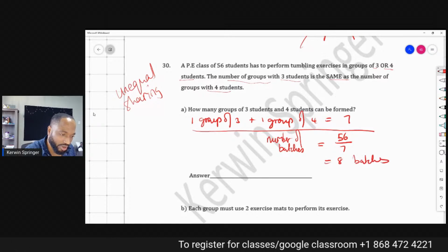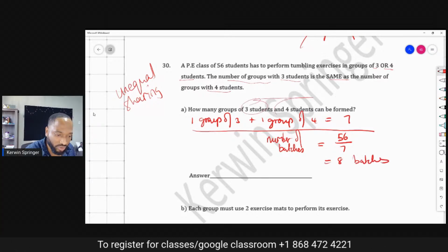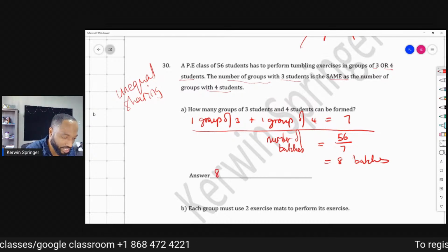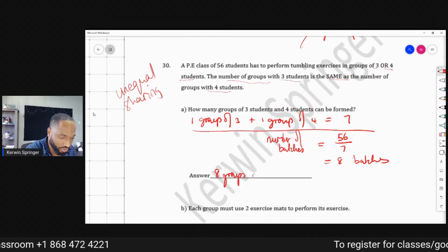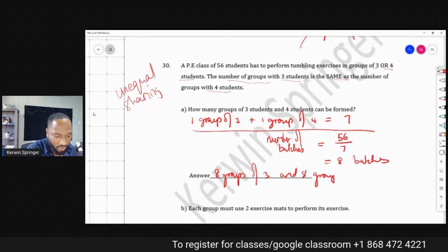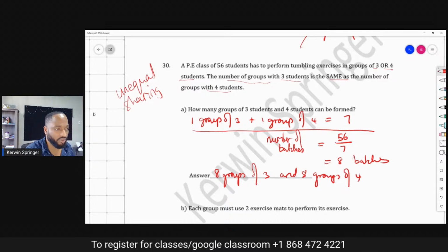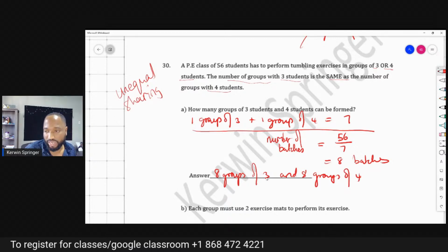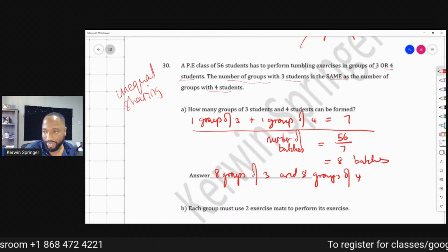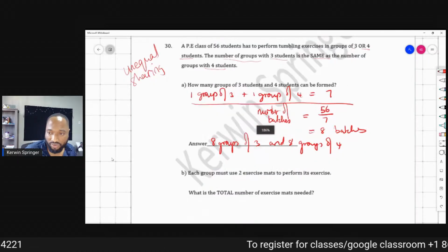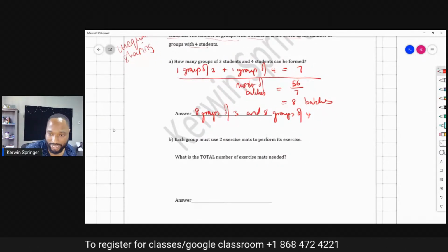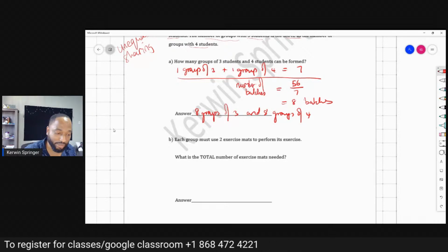What was the question? How many groups of 3 students and 4 students can be formed? Well, we have 8 groups each. 8 groups of 3 and 8 groups of 4. Very nice, very nice. So 8 groups of 3 and 8 groups of 4 would mean 8 groups of 3 plus 4 is 7. 8 by 7 means 56. Very nice. Each group must use 2 exercise mats to perform its exercise. What is the total number of exercise mats needed?